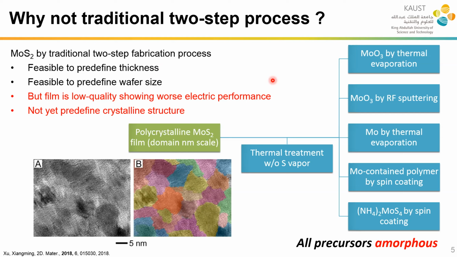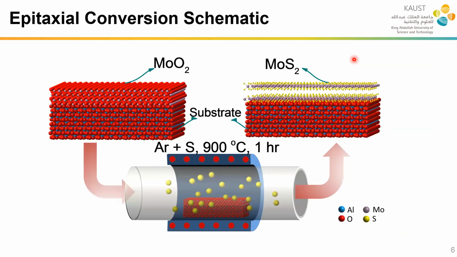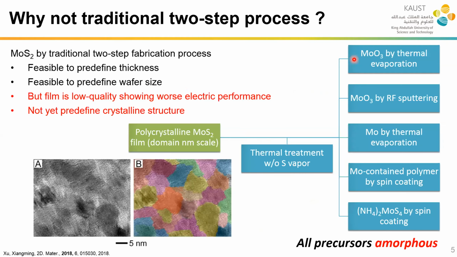films. We found that all these precursor films have an amorphous structure. So it means the previous literatures prepare the precursor film, but they don't care about the precursor film quality, especially the crystal quality. So that's why we think more about these precursor quality things.